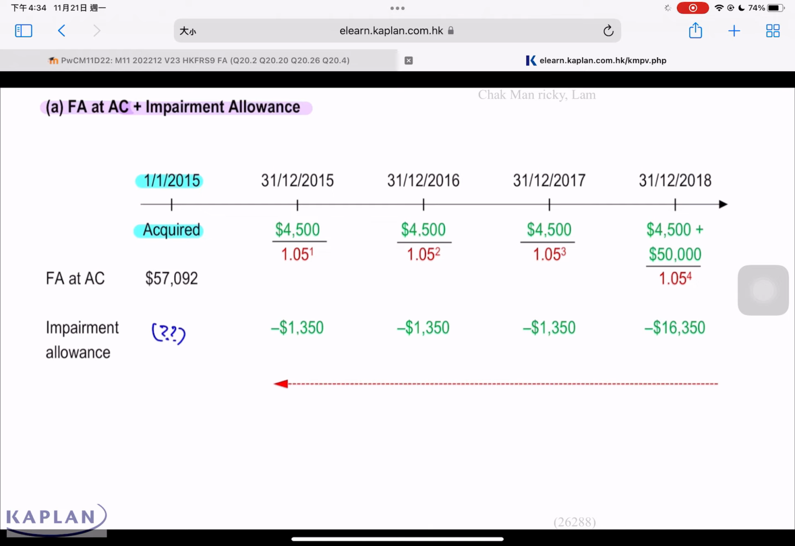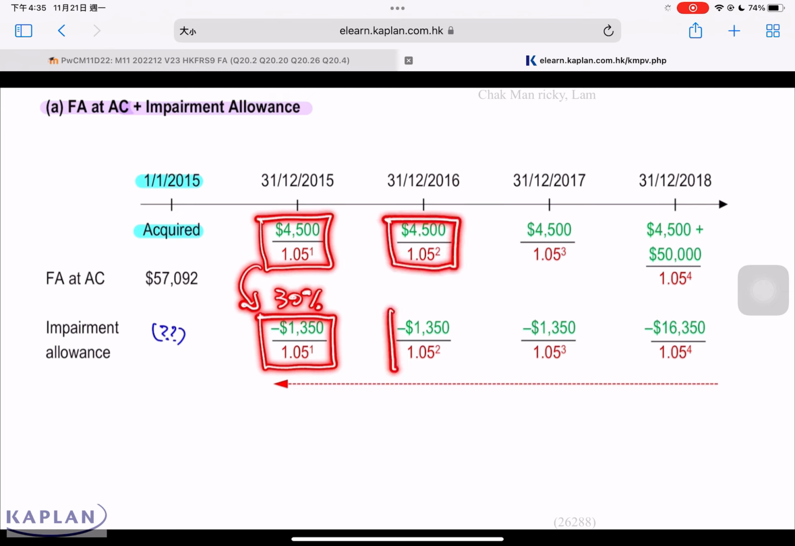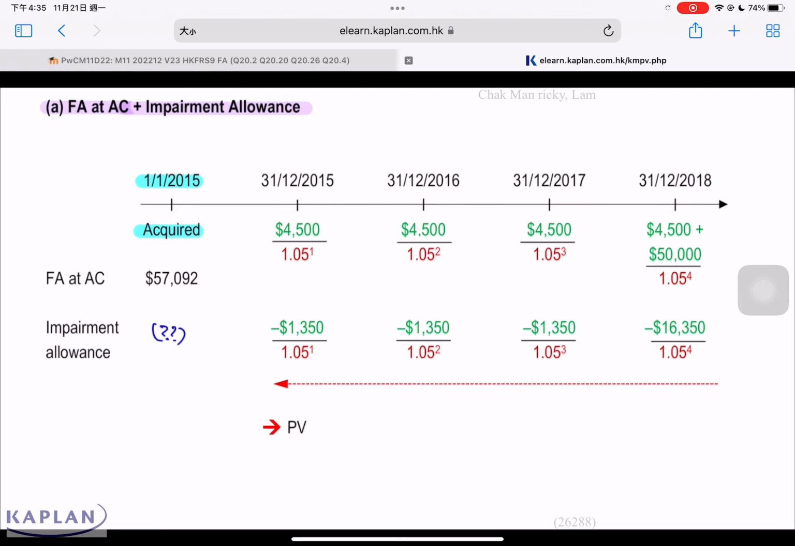We have to calculate the present value of this, discount this by the effective interest rate of 5%, 5% to the power of 2, 5% to the power of 3, 5% to the power of 4. Basically, this amount is the amount of this 30%. The present value of this expected cash shortfall equals 17,127. We call this the expected credit losses, ECL.